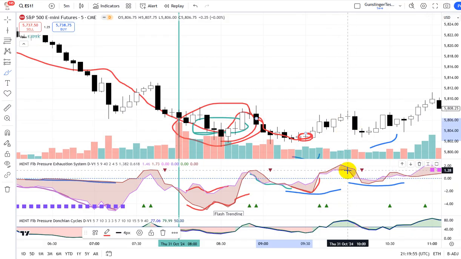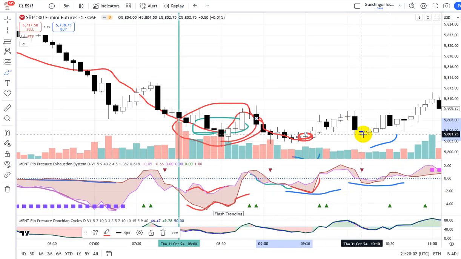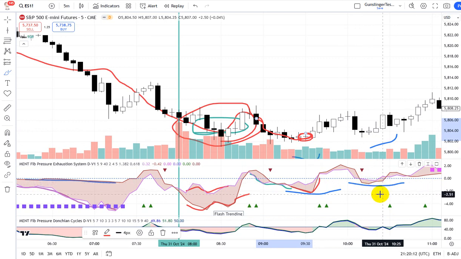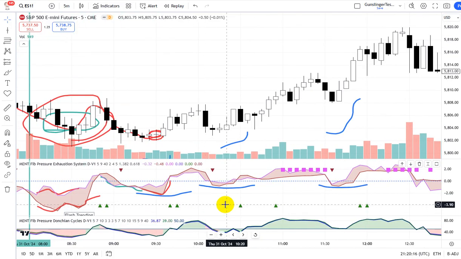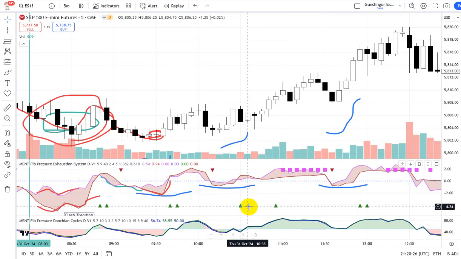Once we roll in this mode right here, looking for that breakdown, we get a little bit of a breakdown. It's a very quick move here. Really doesn't amount to much because it's one bar. And then we move right back into flash trending. So the idea here, guys, is that you're going to be looking at these as trending mechanisms. So here we start moving into bullish trending here. While the pressure system is still bearish, you can see that we got into flash trending here.